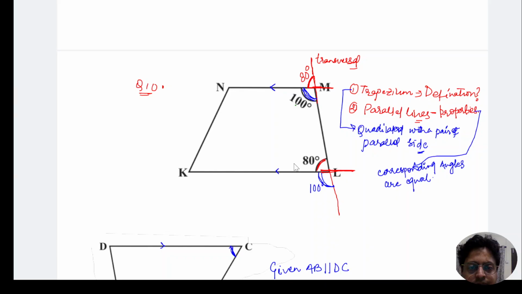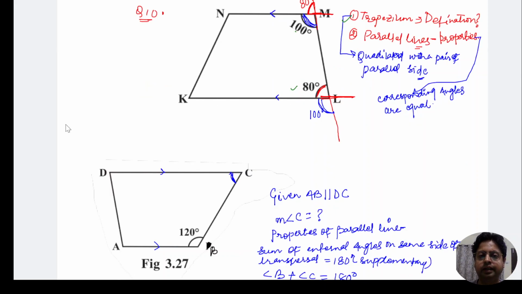सो हम बोल सकते हैं, कन्वर्सली हम बोल सकते हैं कि दीज लाइंस दैट इज NM एंड KL आर पैरेलल टू ईच अदर. अगर दो लाइन आपस में पैरेलल हो गई तो दो अपोजिट साइड्स पैरेलल हो गए, मतलब ये एक ट्रेपेजियम हो गया. इस तरीके से हमने प्रूव किया कि ये एक ट्रेपेजियम है, और हमने ये भी पता लगाया कि कौन से दो लाइन आपस में पैरेलल हैं. नेक्स्ट क्वेश्चन.